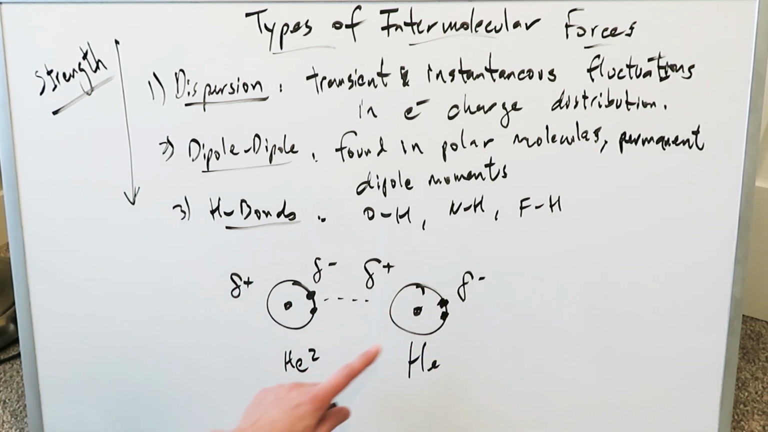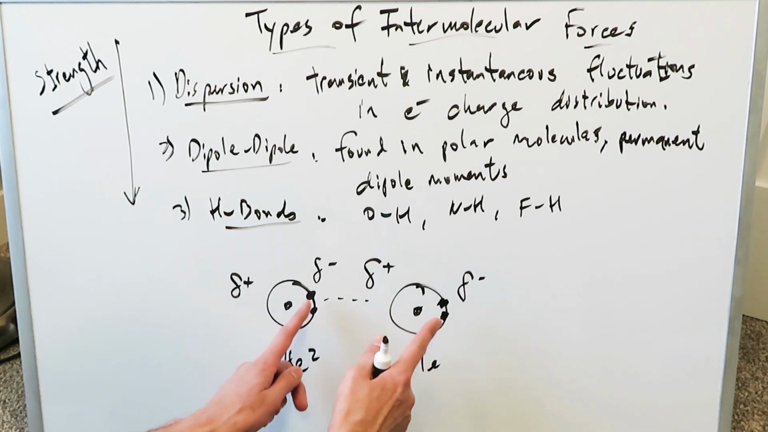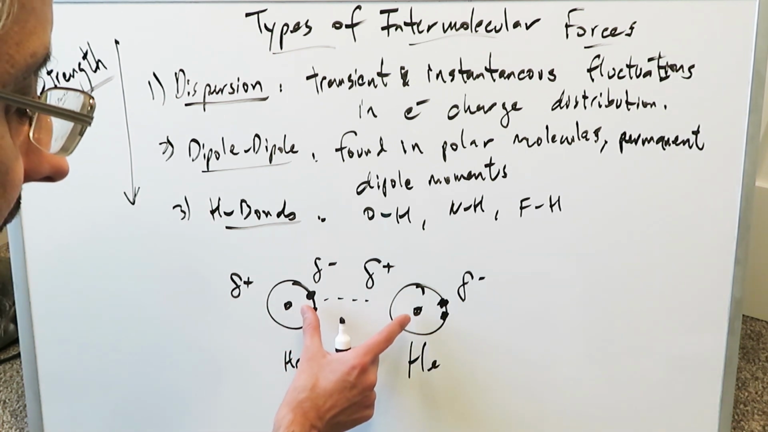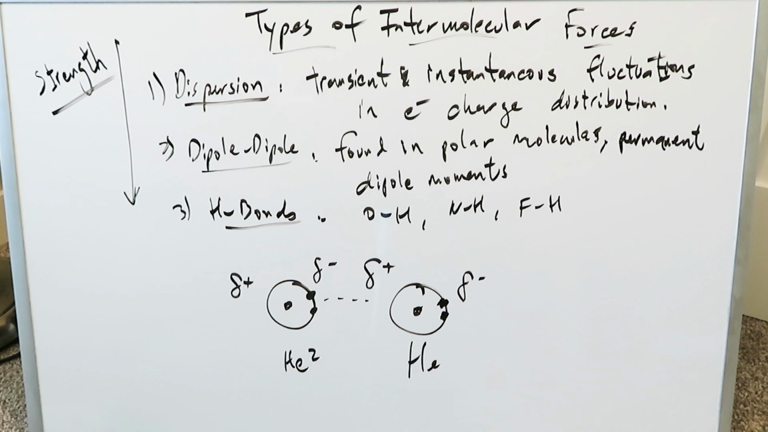These two sides will tend to clump together because you have a minus and a positive. Opposite sides attract. Here you end up seeing, for a very temporary or instantaneous period of time, a sort of interaction. This interaction is a dispersion force.